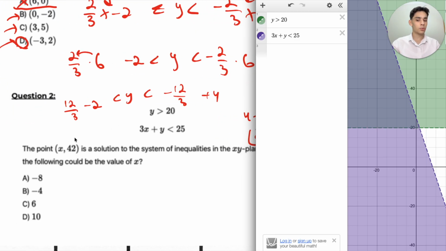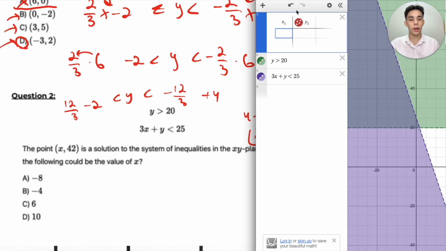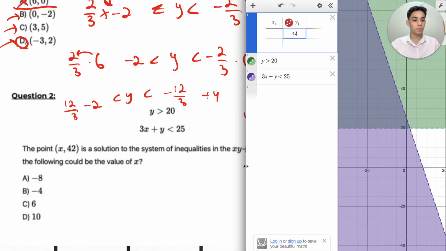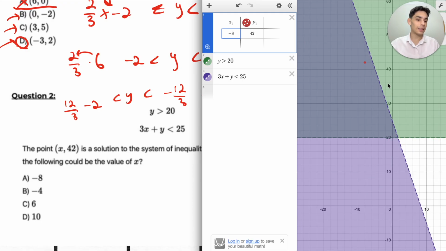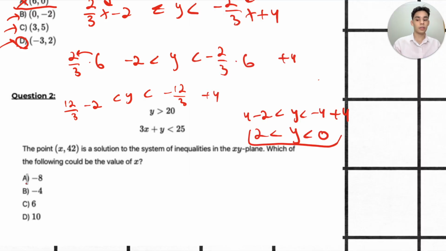Now, 42 is our y value and x is our x value. Again, let me open up a table and let me write 42 for y. And I will simply plug in one of these answer choices for the value of x. Let's start with answer choice A, negative 8. As I can see, I got a little bit lucky. Negative 8 falls both on the green line and on the purple line. Perfect. It is considered our solution. But just in case, let's check answer choice B. And as we can see, answer choice B would just fall on a green line, which is not suitable. So the correct answer is answer choice A.